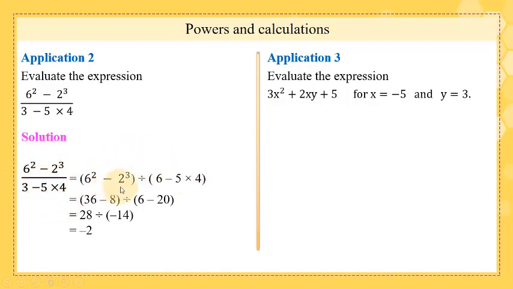So we start evaluating the powers to get 6 squared equals 36, 2 exponent 3 equals 8. Inside this parenthesis, we will work out the multiplication to get 6 minus 20. Now we apply each parenthesis to get this expression, and finally we divide to get minus 2.